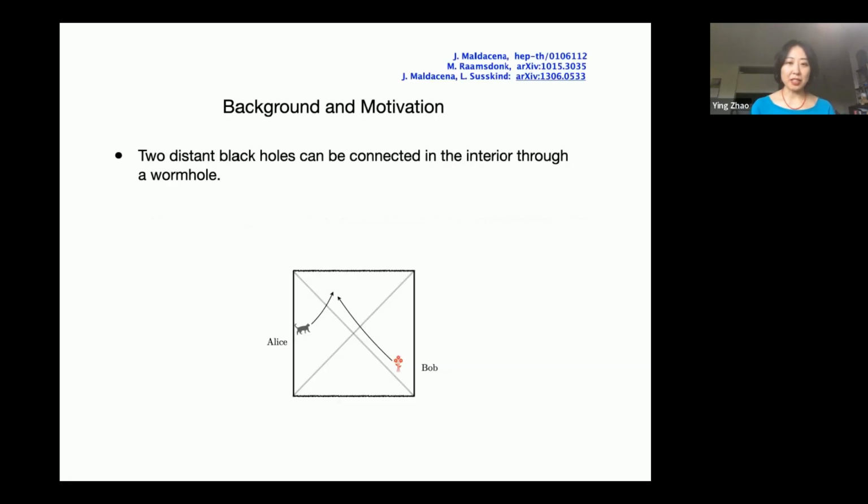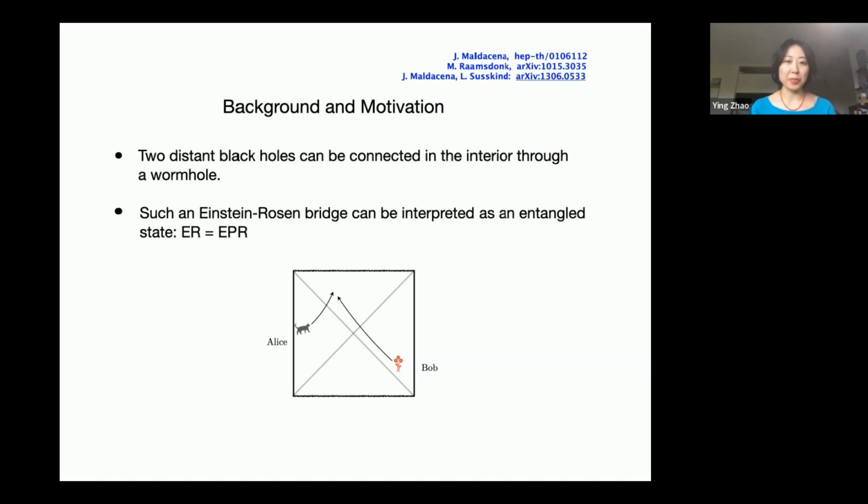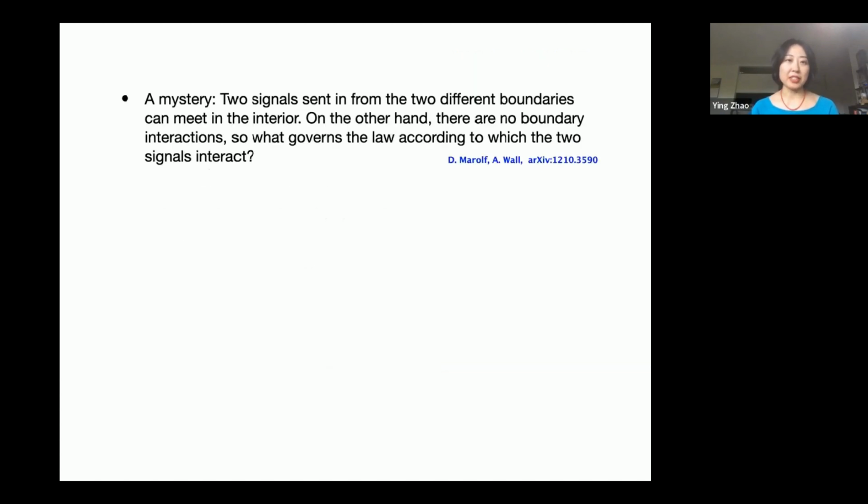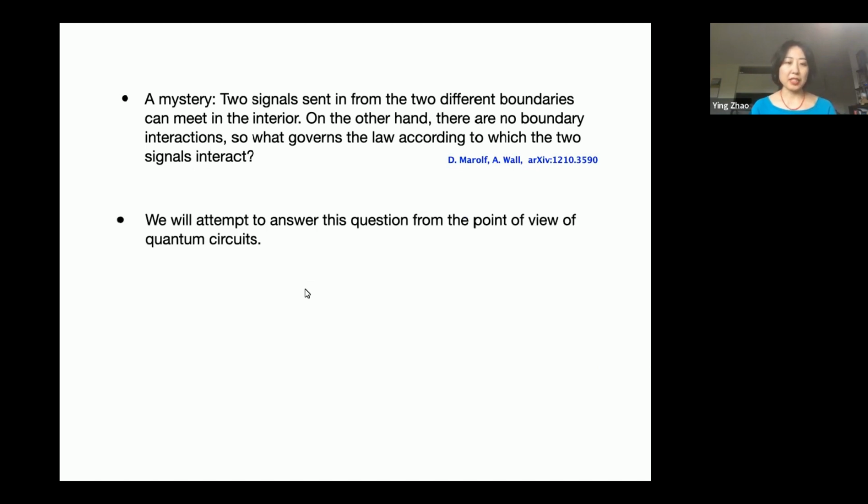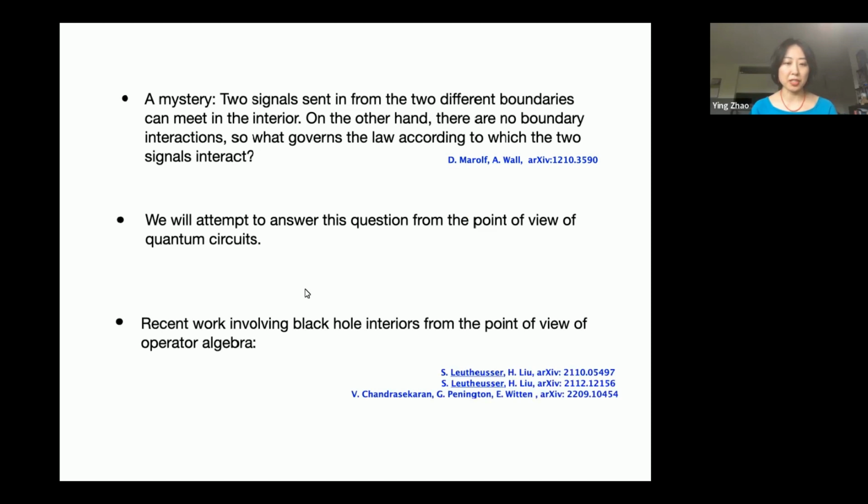From the Penrose diagram, you'll see a feature that within such a space-time, if you're jumping in from both sides, then there is a chance that you can meet in the interior. This is a mysterious feature because there are no boundary interactions between the two sides. So one can ask, what governs the law according to which the two signals interact? In this talk, we will attempt to answer this question from the point of view of quantum circuits.